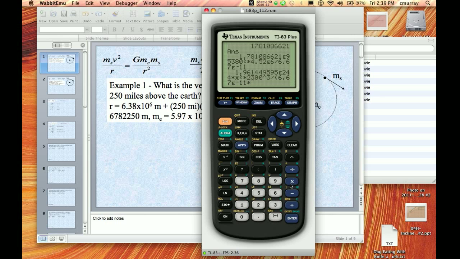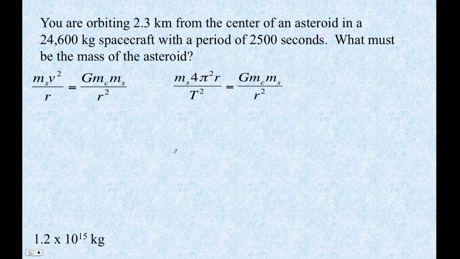And then it was times T squared. So T was 2,500. Yep. All right, square that. Yeah, that's going to work. So 1.15 times 10 to the 15th, and the answer at the bottom there was 1.2 times 10 to the 15th. So we rounded that because it rounded up. Yay. Perfect.